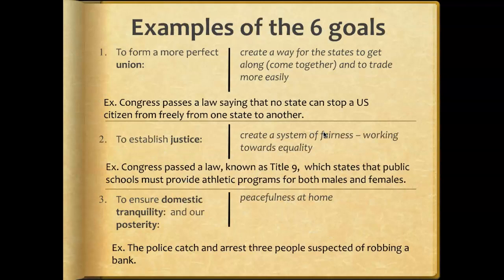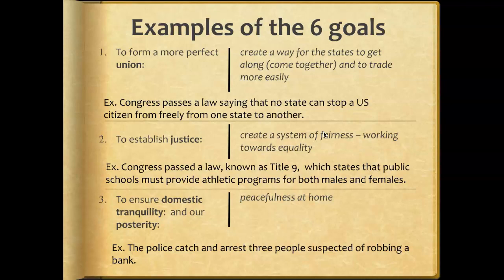The last thing that you need to do, and this is kind of that application part or thinking it through, is that although the document was written back in 1787, things that are still being done today in recent history fall under these 6 goals. So everything that's written in the Constitution falls under these 6 goals. So if we're trying to form a more perfect union, an example of that is if Congress passes a law that no state can stop a citizen from freely traveling from one state to another. We can easily go get some Wisconsin cheese curds if that's what we want to do.